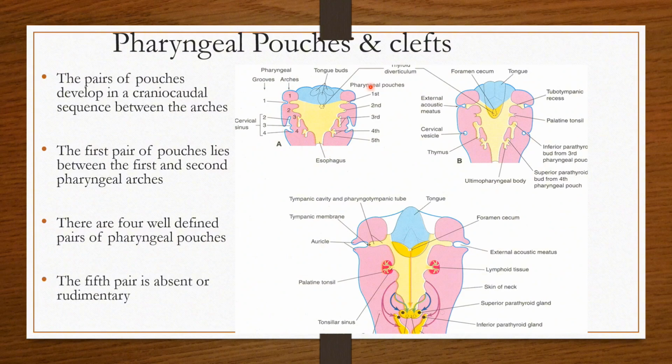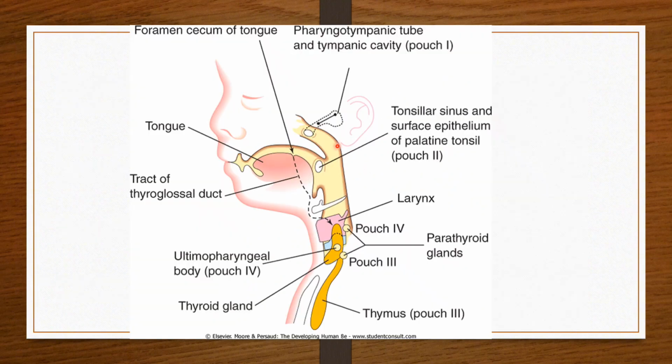So these are the different derivatives of pharyngeal arches, pouches and clefts. Here in this diagram you can see the first pharyngeal pouch forming the pharyngotympanic tube. Its distal part will form the middle ear cavity and the eustachian tube. The second pharyngeal pouch forms the tonsillar fossa. The third pharyngeal pouch forms the inferior parathyroid and thymus gland, and the fourth pharyngeal pouch forms the superior parathyroid and ultimobranchial body. Here you can see the area of the developing tongue, and these are the derivatives of the pouches.